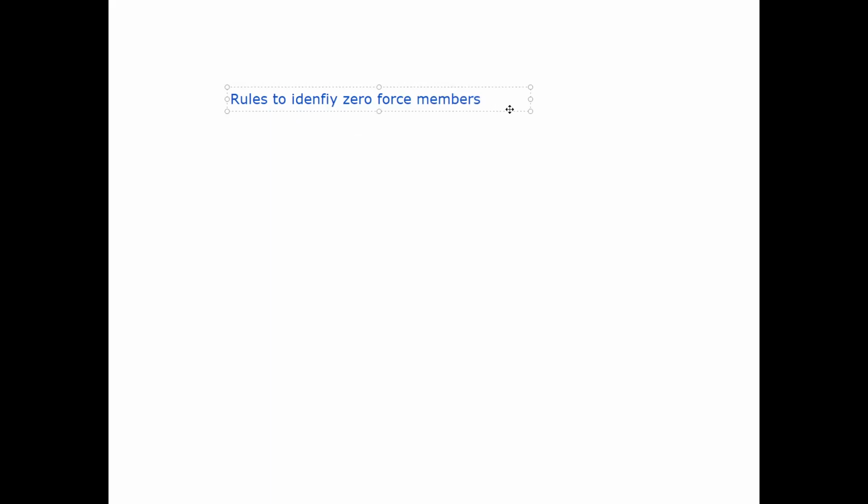Give the title in your notebook, rules to identify zero force members. That is a very, very important part. If you want some smart work in the given truss, then these rules are very, very important. These are very helpful to directly solve the example. Today we'll be discussing only rules, and based on this, the example will be solved in the next lecture.